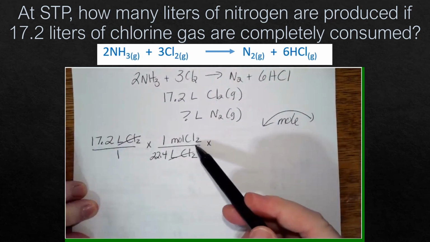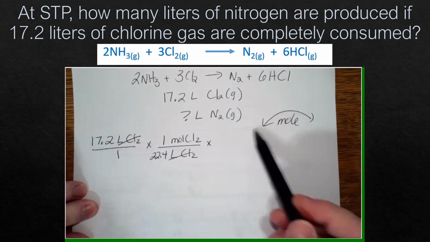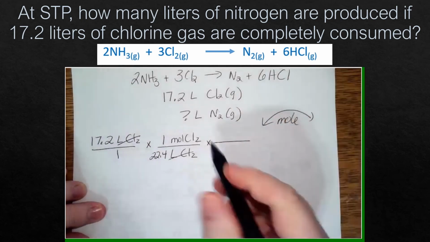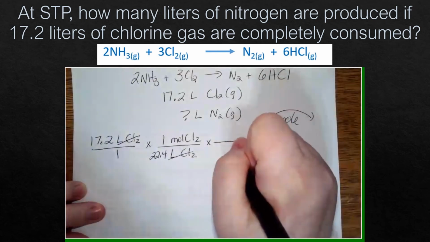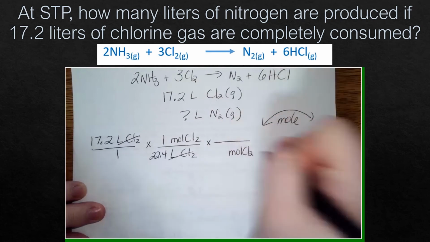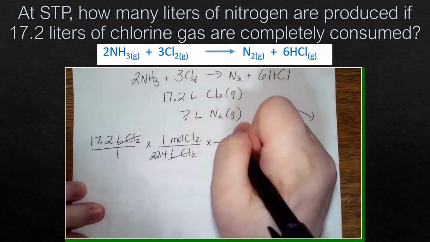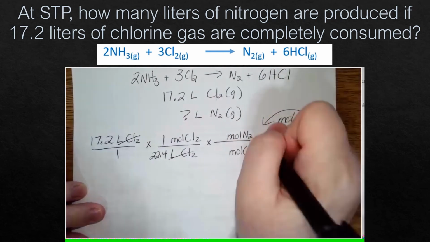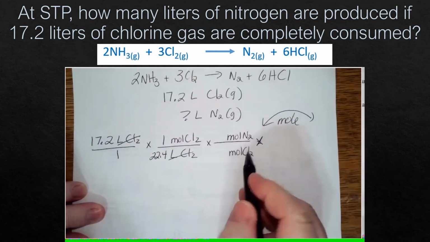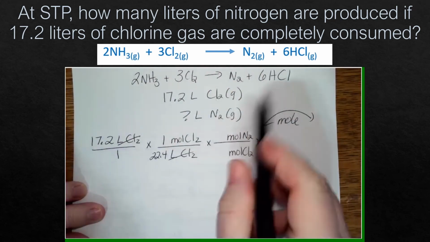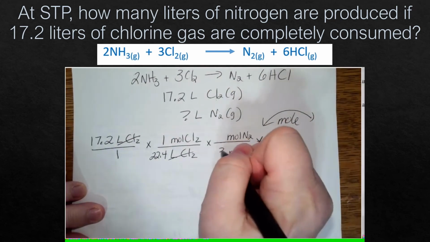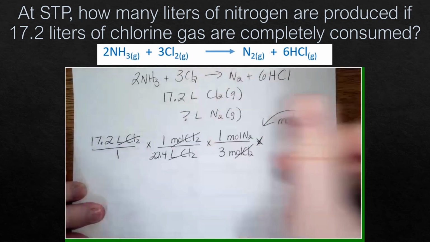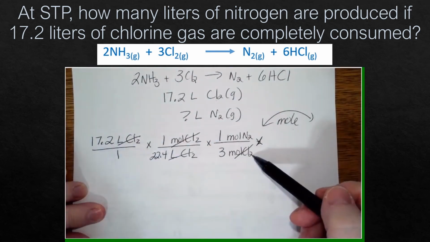Now I have moles of Cl2. Remember, once I have moles, I can convert to a new substance. So what do I want to get rid of? Moles of Cl2. So where do I put it? Throw it in the basement. And now I'm going to convert to moles of N2. How do I get the numbers? Well, look at my balanced equation and I just put the coefficients. So in front of Cl2 I have a 3, in front of N2 I have a 1. So that leaves me able to cross out moles of Cl2.